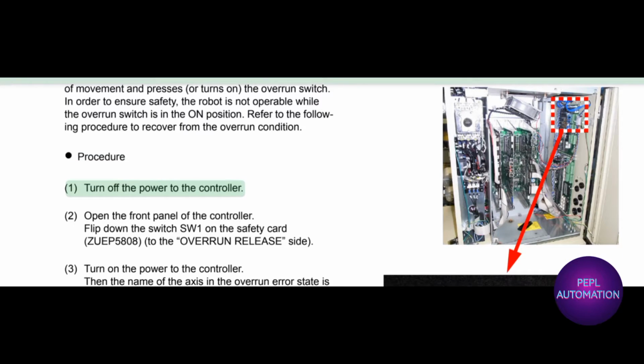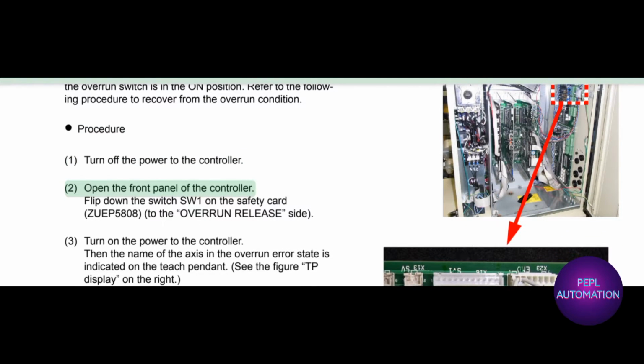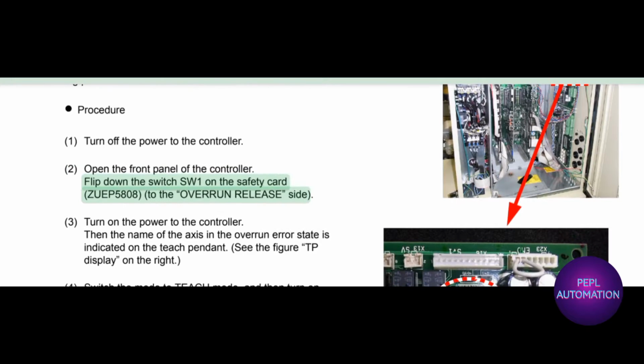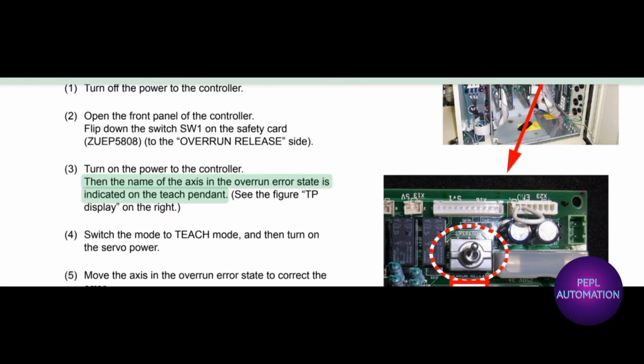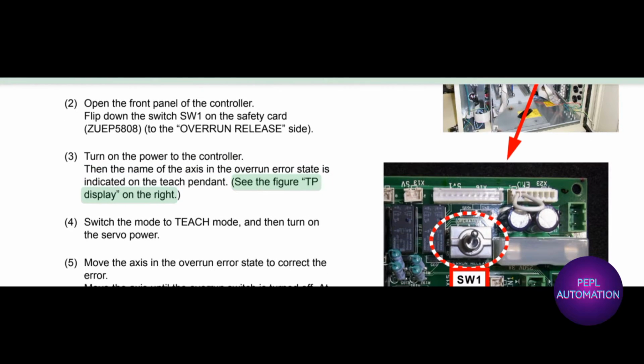Procedure 1. Turn off the power to the controller. 2. Open the front panel of the controller. Flip down the switch SW1 on the safety card, ZUEP5808, to the overrun release side. 3. Turn on the power to the controller. Then the name of the axis in the overrun error state is indicated on the teach pendant. See the figure, TP display, on the right.